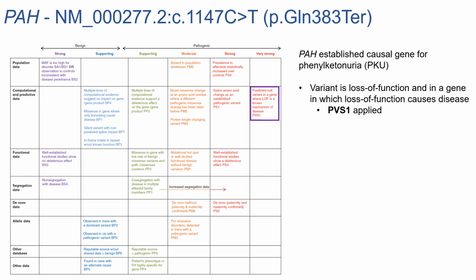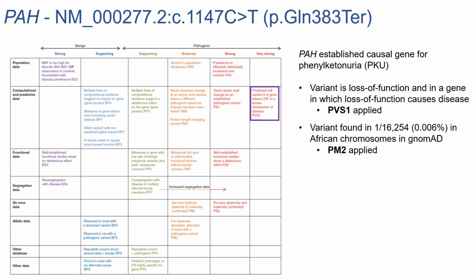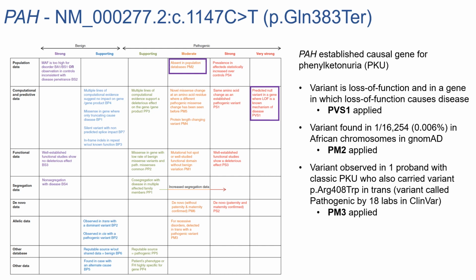Next, I can see that this variant was found in only one of about 16,000 alleles in gnomAD. This is rare enough that I feel comfortable saying that it is absent or almost rare in population databases, and so I will apply PM2, a pathogenic moderate code. And let's say that I found this variant in a case that had PKU, and this person carried a second pathogenic variant in trans. So I'm going to apply the PM3 rule, another pathogenic moderate code, for this observation.